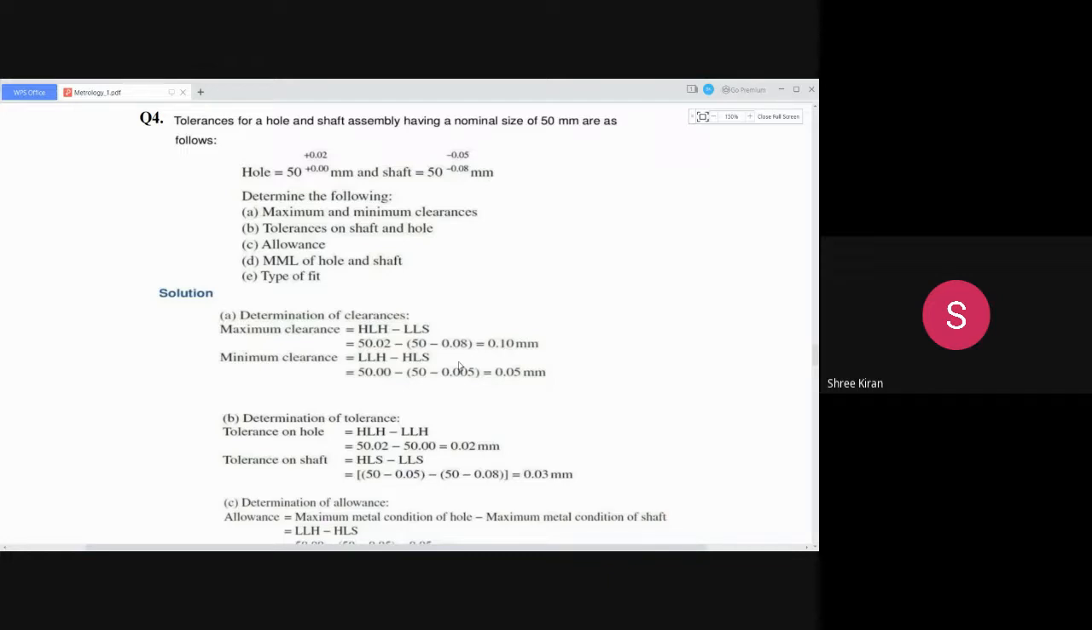So the tolerance of the hole is the higher limit of the hole minus the lower limit of the hole, which is equal to 50.02 minus 50.00, which is equal to 0.02 mm. And the tolerance of the shaft is the higher limit of the shaft minus the lower limit of the shaft, that is 50 minus 0.05 minus (50 minus 0.08), which is equal to 0.03 mm.